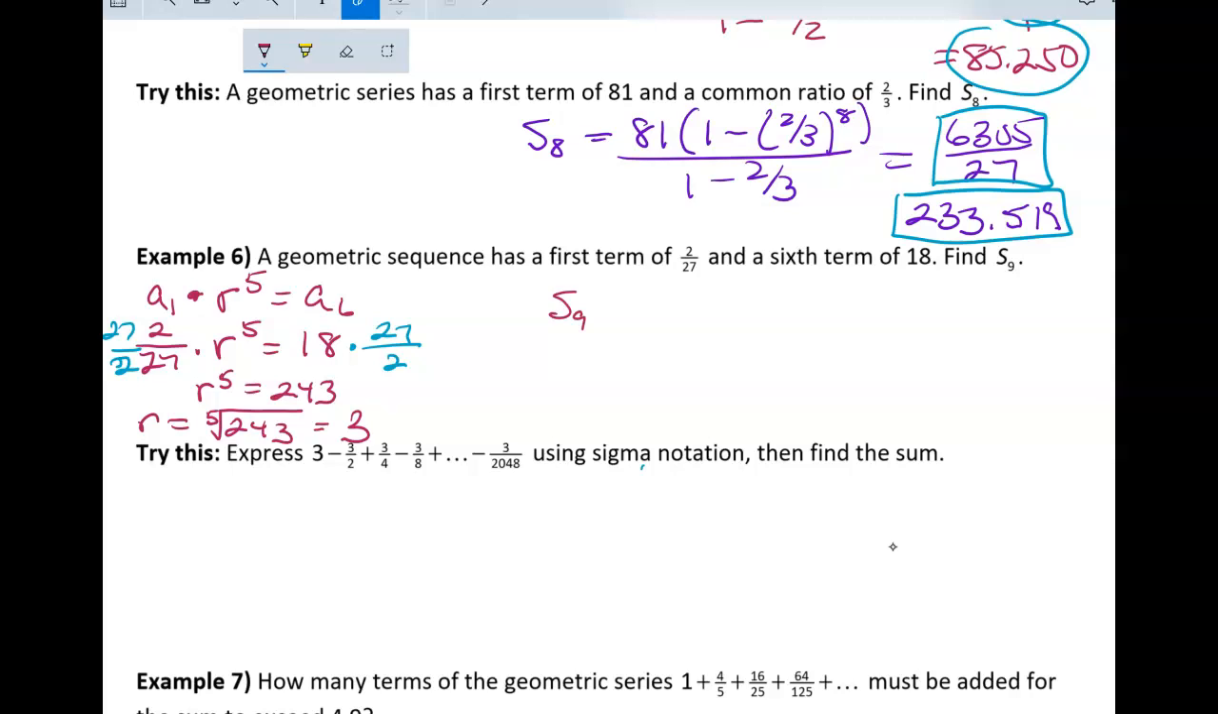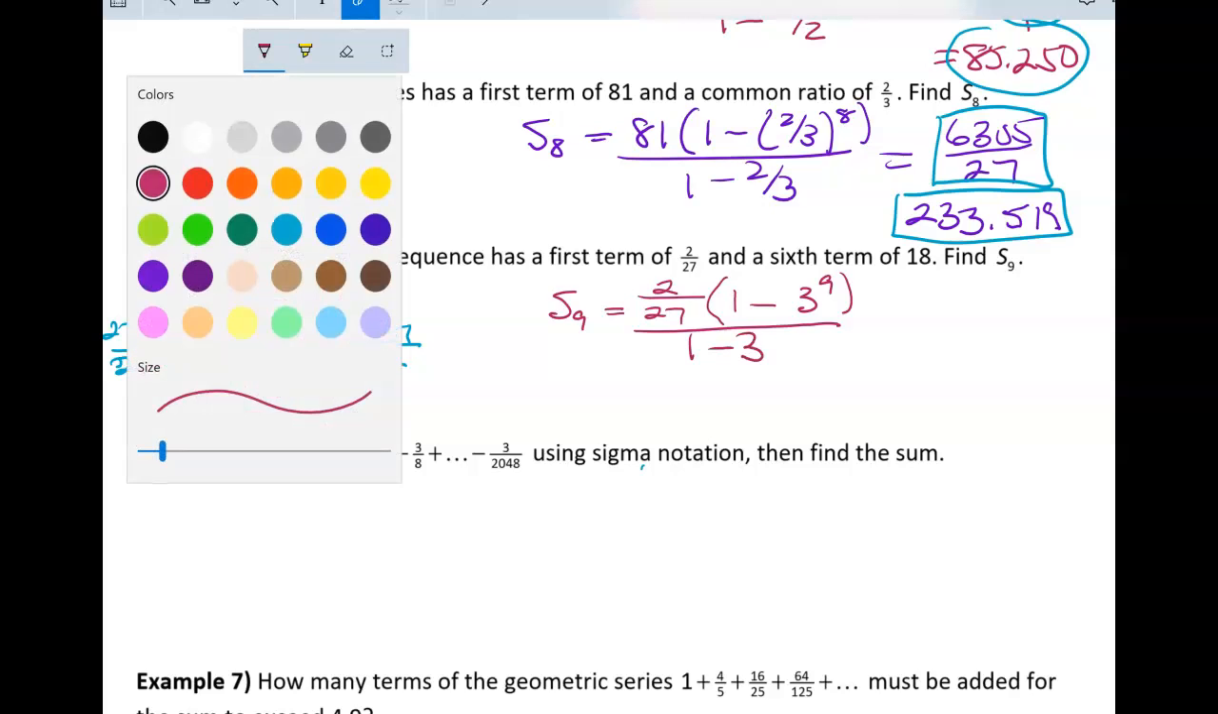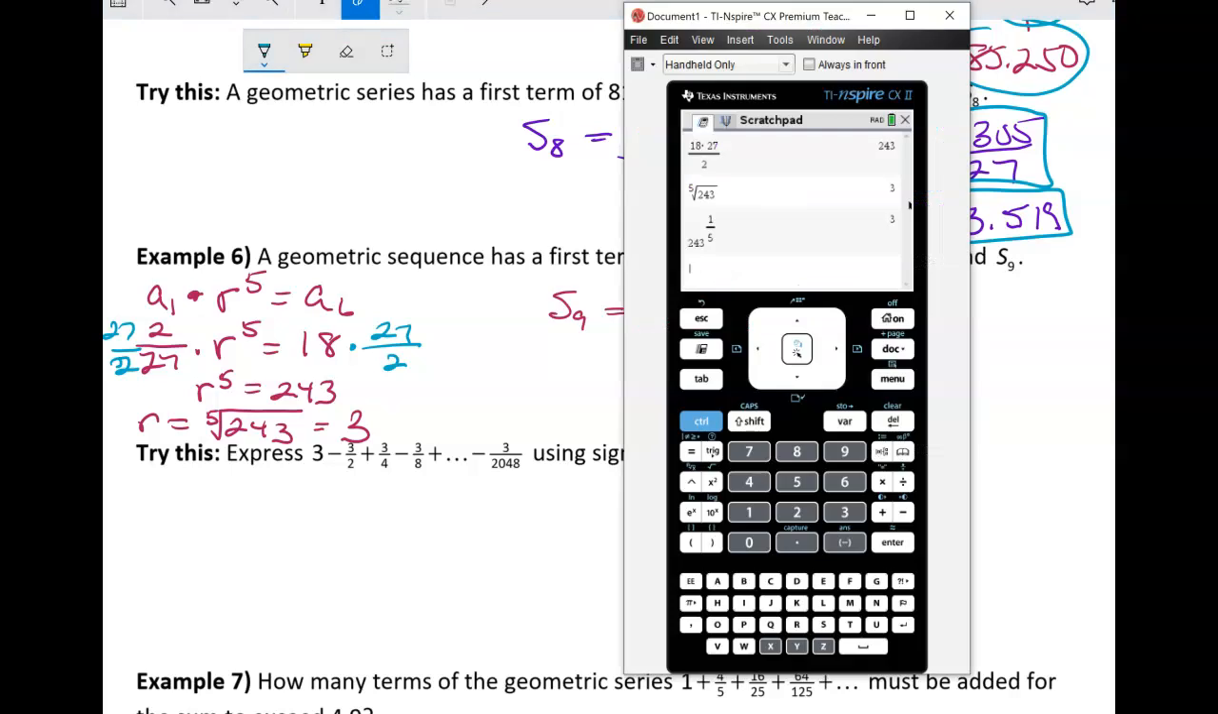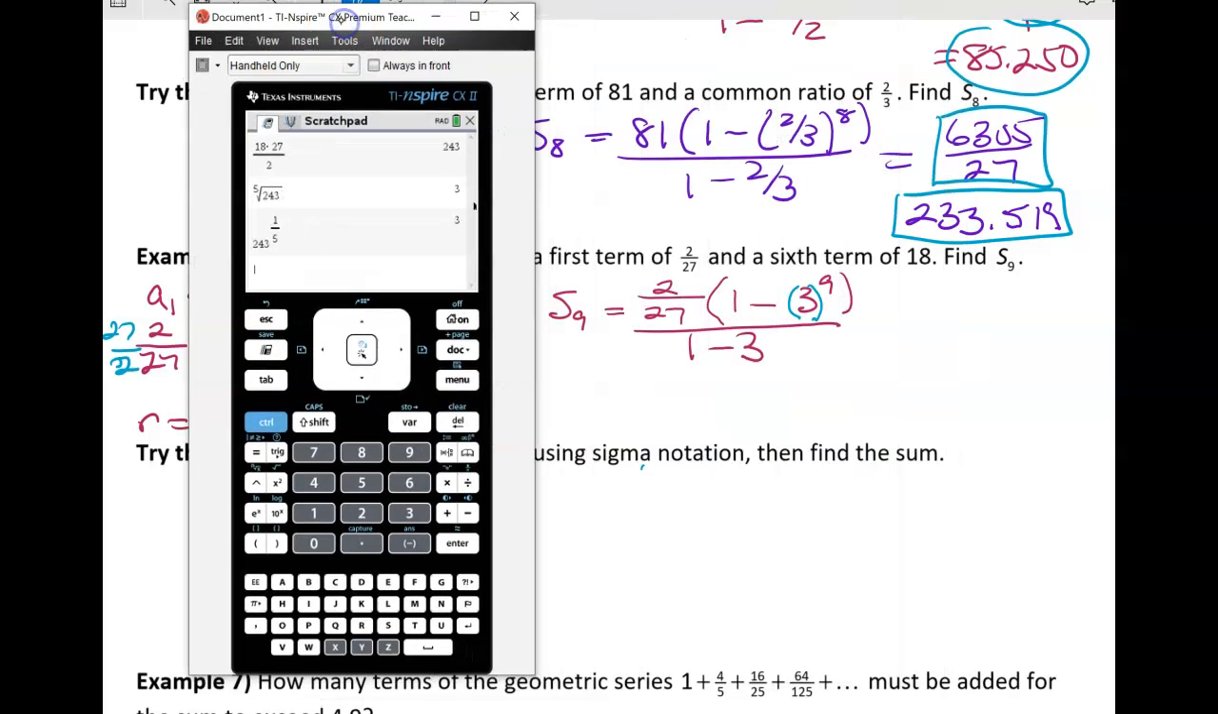So S sub 9 is the first term, 2/27, times 1 minus the ratio, which is 3, raised to the 9th power, over 1 minus 3. If you want, you can insert parentheses around that 3, but it's not necessary since the 3 is neither fractional nor negative. All right, let's let the calculator do that computation for us.